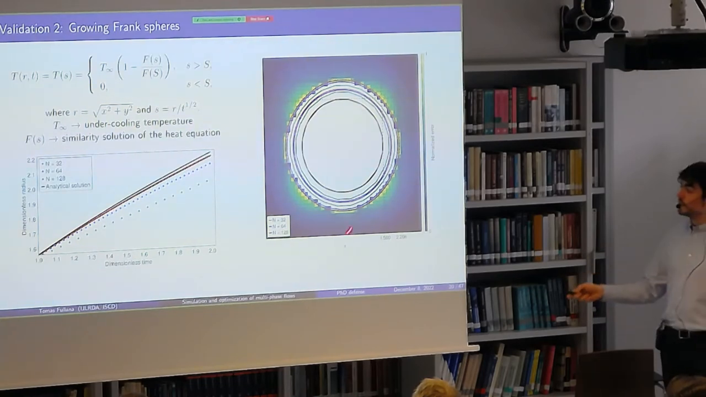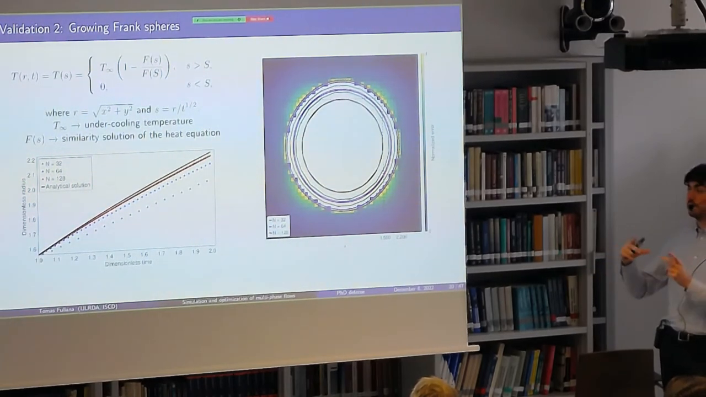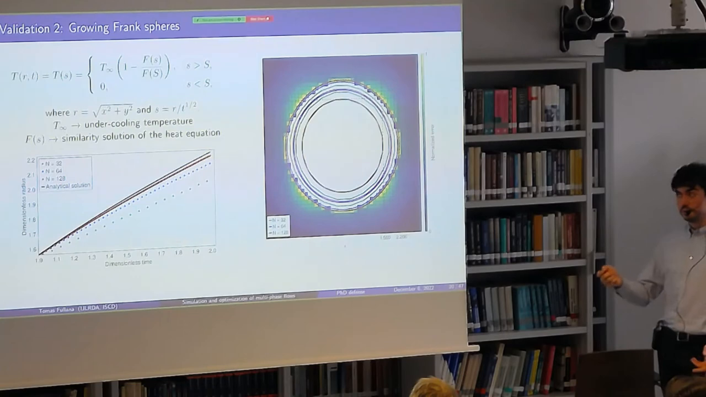And here on the right, you can see the color map being the normalized error in the temperature field. You can see that the initial sphere is growing and it's tending towards the analytical solution as we increase the number of points. Now, this test case validates the robustness of our method because any small numerical perturbation will lead to numerical instability in those cases. So we are able to retain the symmetric shape of the circle as it grows.